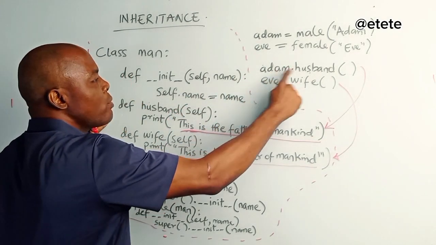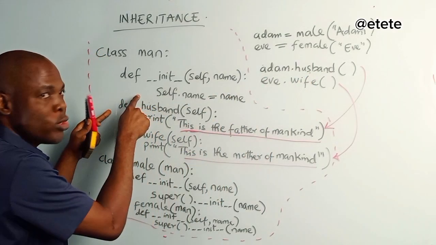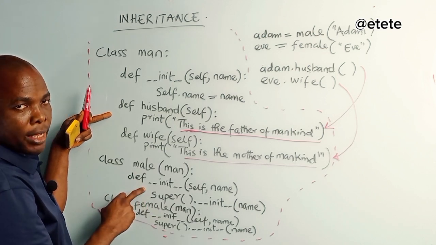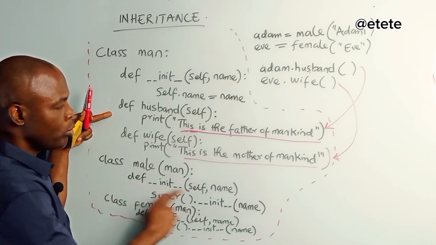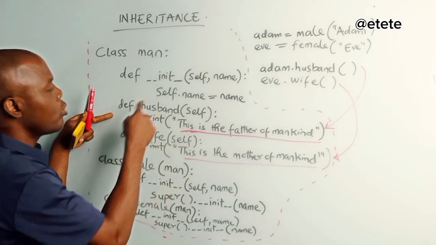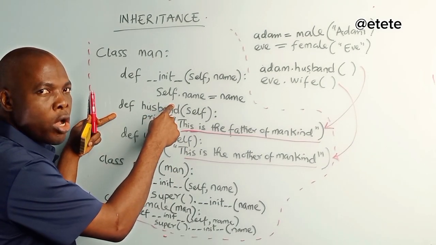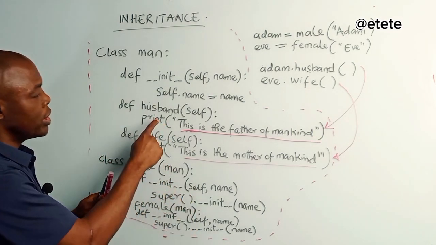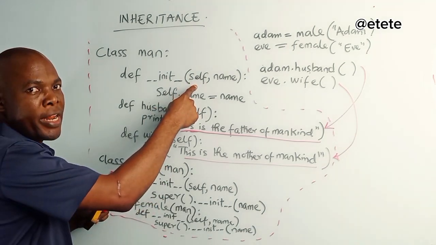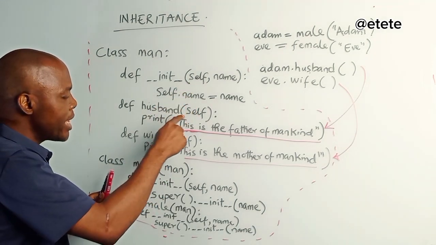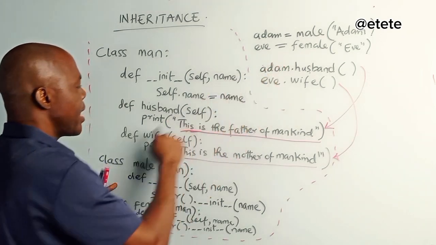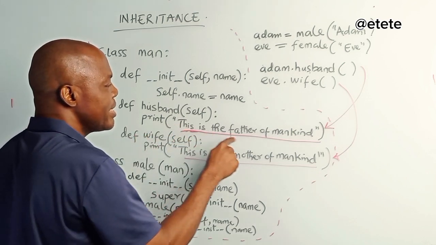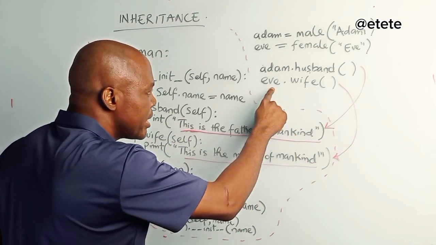Now, when I'm using Adam to call this husband method, which is inside the superclass, right? It will check this class first, which is the male class. It will not see this husband. Then it will come here. So there is something we call method resolution order, right? So it will check here. It will not see this husband. Then it will move to the what? To the parent class, and then it will see the husband. So when it gets here, it will take this Adam and it will put it inside this self. Then it will go in and it will print, this is the father of mankind. Then eve will repeat the same step.